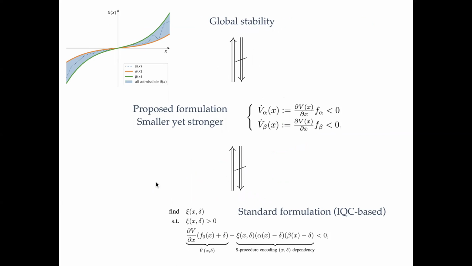So the key observation that we had in this case is that for any fixed state x, the admissible uncertainty delta of x is simply a convex combination of the two boundaries, alpha of x and beta of x. This allows us to eliminate the auxiliary indeterminates and reduce the analysis to the two uncertainty boundaries. Effectively, we're analyzing two polynomial systems. And as we can see from this implication chain, our smaller formulation is in fact stronger than the standard approach.